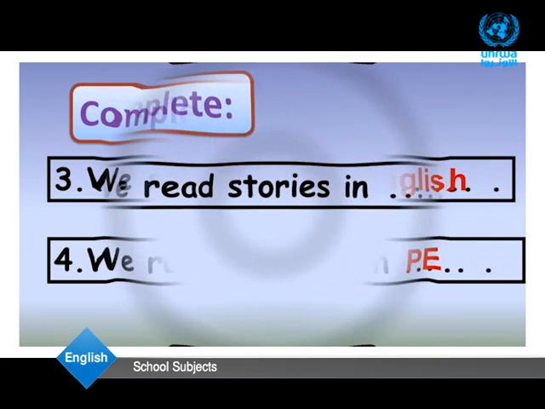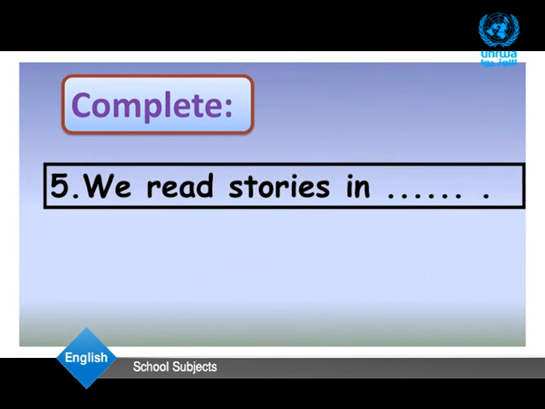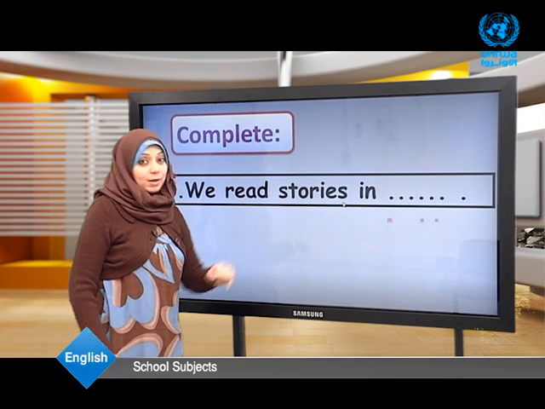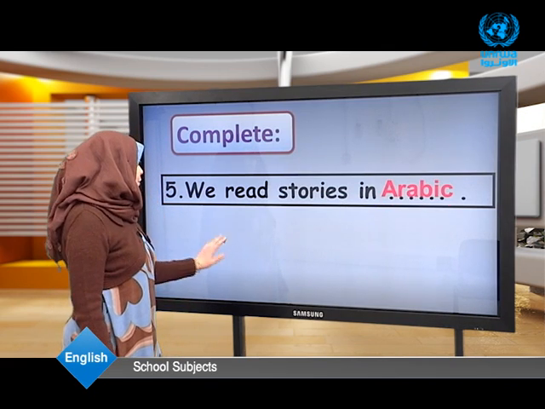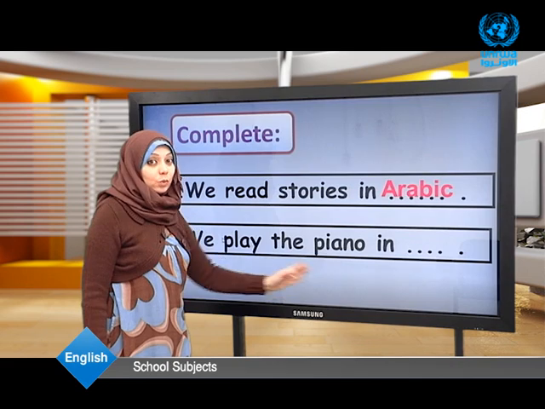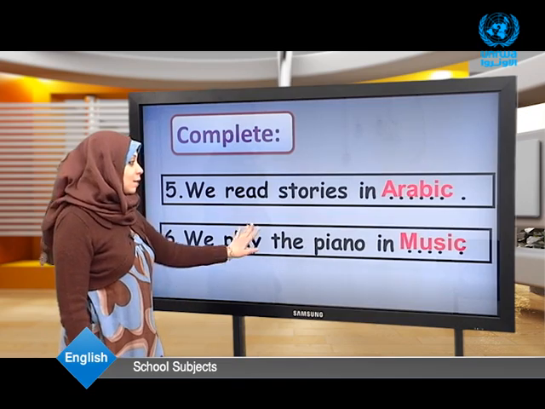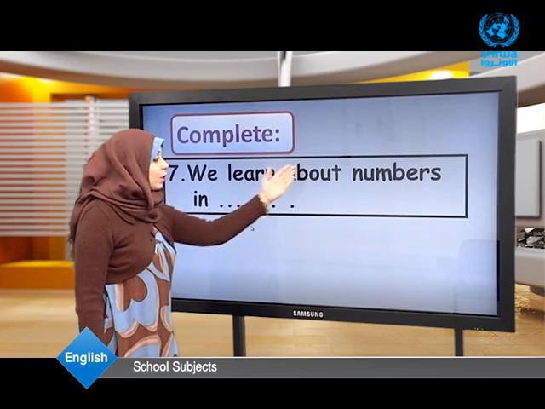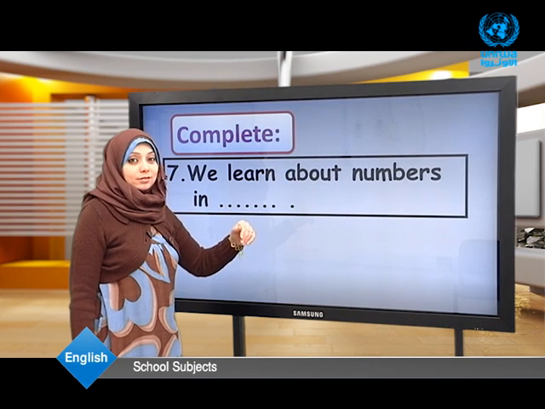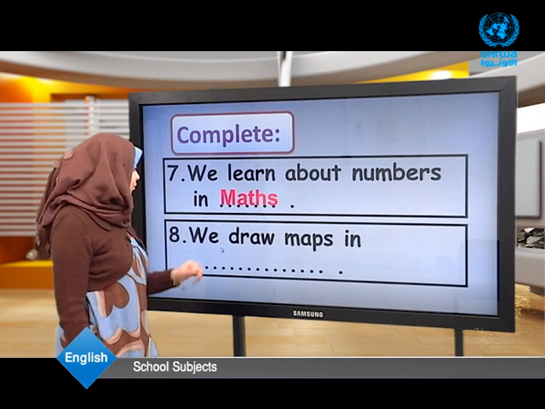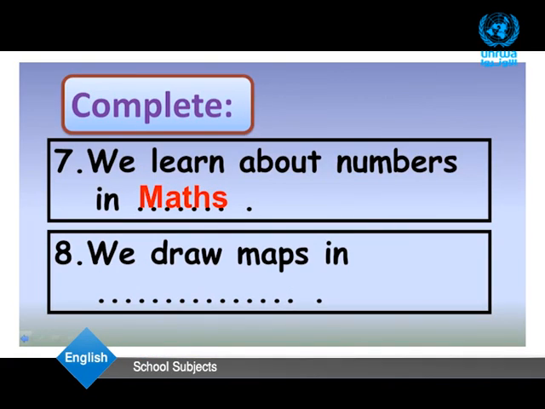Let's see number 5. We read stories in Arabic or in social studies. Very good. In Arabic, we read stories. Number 6, we play the piano. We play the piano in music, of course. Number 7, look here. We learn about numbers. Here we have numbers. Of course, we are talking about maths. And the last one in this activity, we draw maps in, excellent, in social studies, we draw maps. And also we learn about villages and cities.